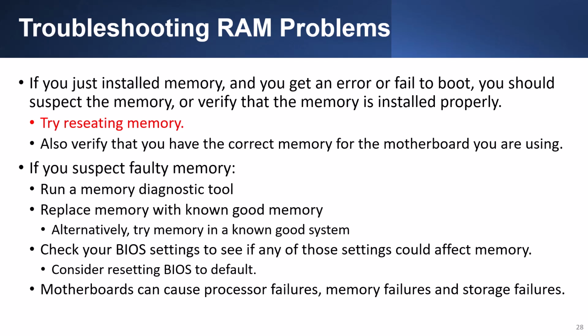If the RAM is okay in another system and you try different RAM in your system, it could be the motherboard. You should check your BIOS settings to see if any of those settings could affect memory. Then consider resetting BIOS settings to the default. Remember that motherboards can cause processor failures, memory failures, and storage failures. In these cases, you need to replace the motherboard. Of course, the motherboard should be one of the last things you swap out because it requires the most work.